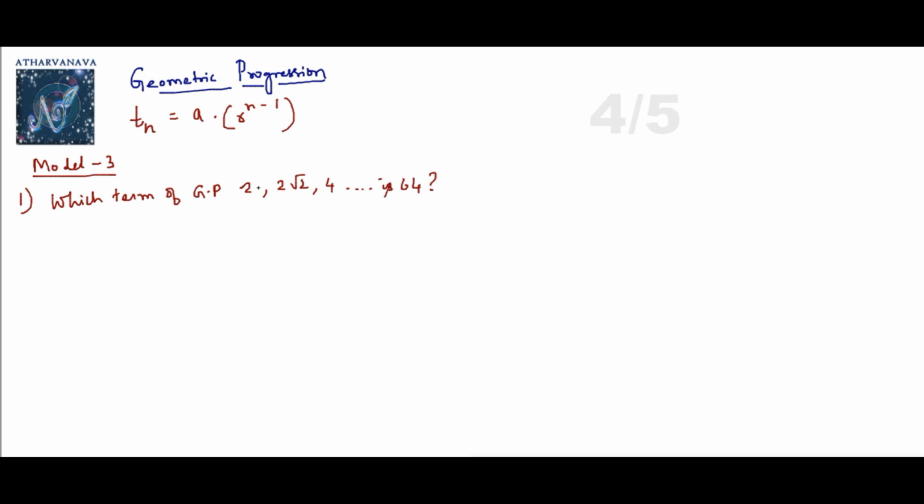So you know the sequence and you also know the last term in this question. All you have to find is which term of this GP is 64, isn't it? 64 is which term? Like for instance, whether it is 5th term, 10th term, 20th term, which term is that? That is the question. So you need to find the position of 64.